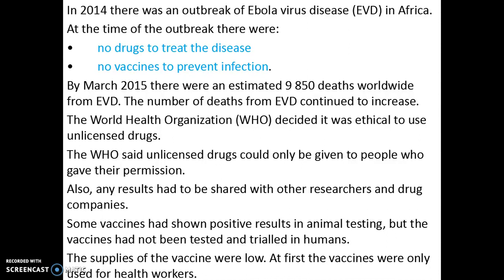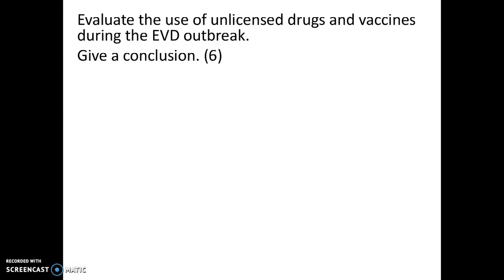Some vaccines have shown positive results in animal testing, but the vaccines have not been tested and tried in humans. The supplies of vaccines were low. At first, vaccines were only used for health workers.